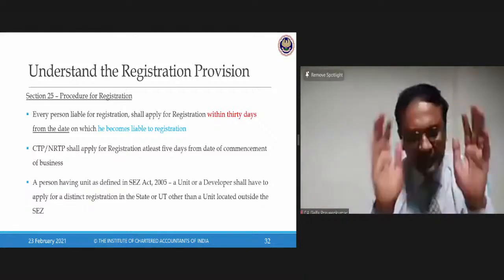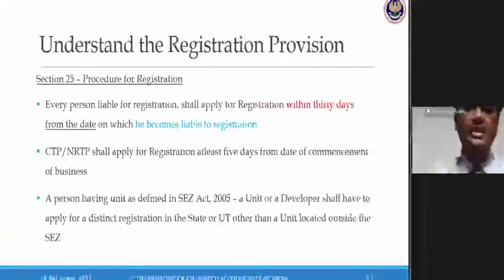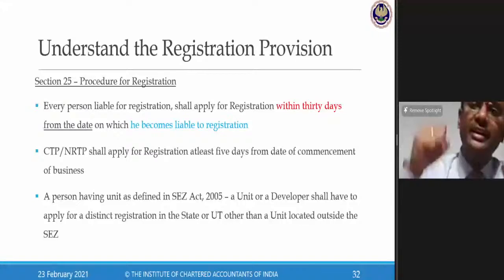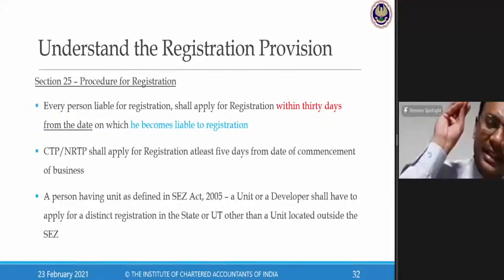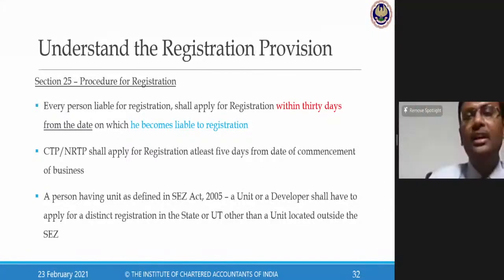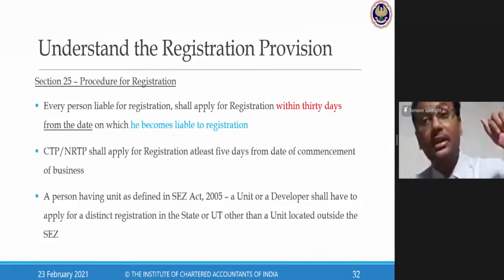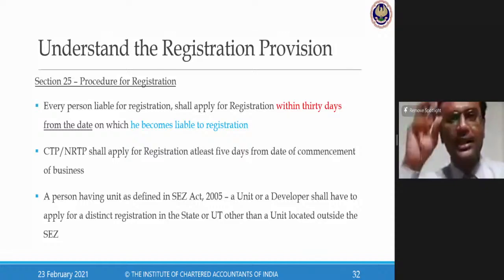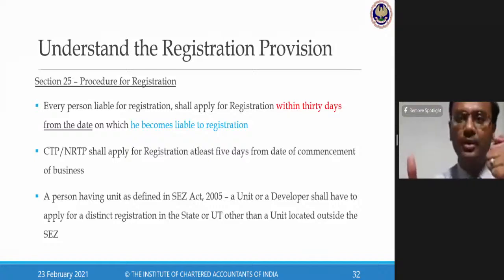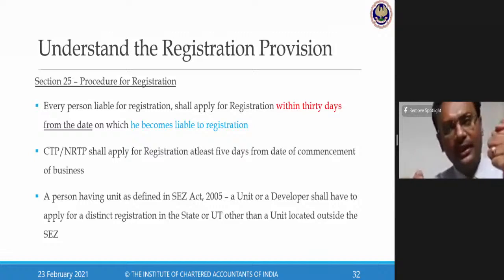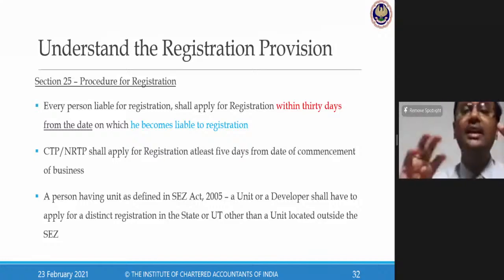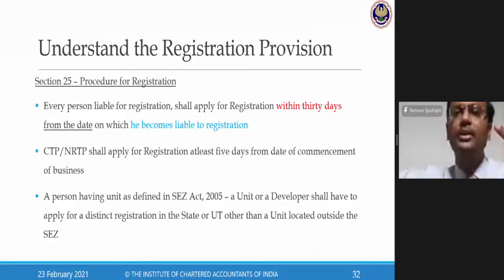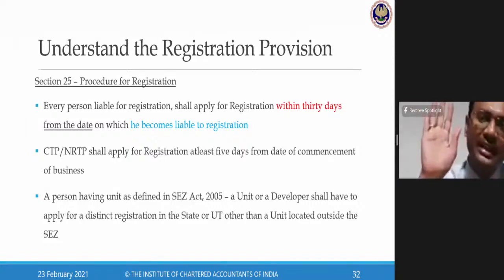Now, we have understood section 22, which deals with your threshold limit. We have understood section 23, where the government has given exemption from registration. We have also read the provisions under 24, compulsory registration. These 22, 23, 24 are the basic triggering points: when should I register, and when I need not register. 22 and 24 are read together. 23 says no need to register because the government has given a blanket exemption.